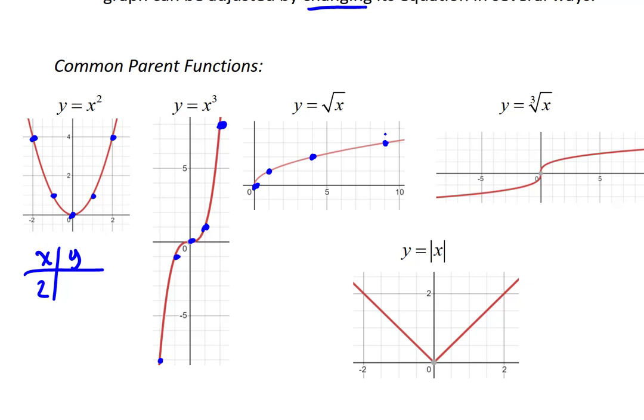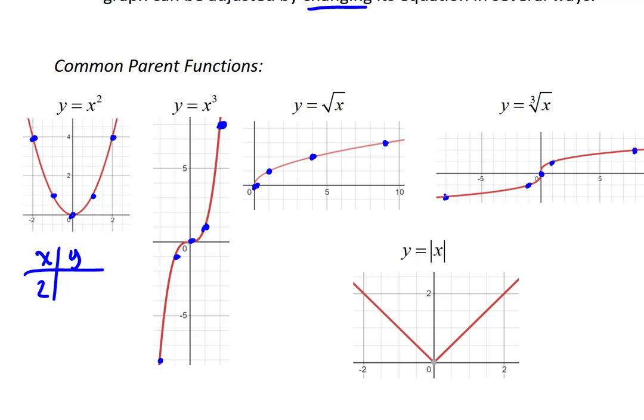And then moving on to our next parent function, which is y equals the cube root of x. This parent function has points at 0, 0, and then the cube root of 8 is 2, so we can find some nice values that way. So the point 8, 2 is there. Of course, 1, 1 is also there. The cube root of 1 is 1. And then going in the negative direction, we have a point at negative 1, and then negative 8, negative 2.